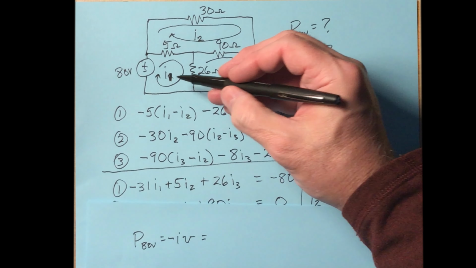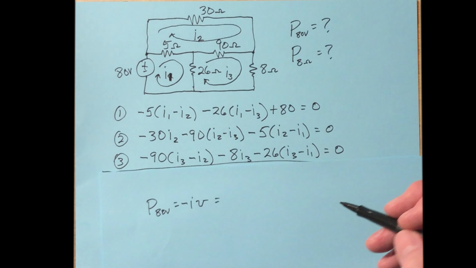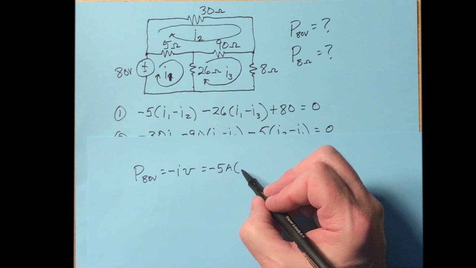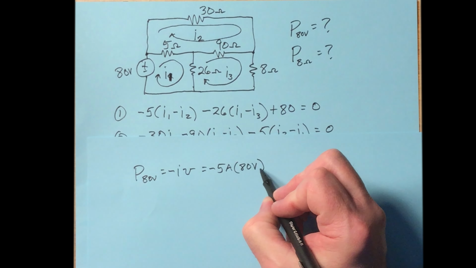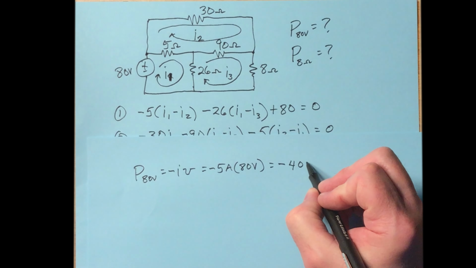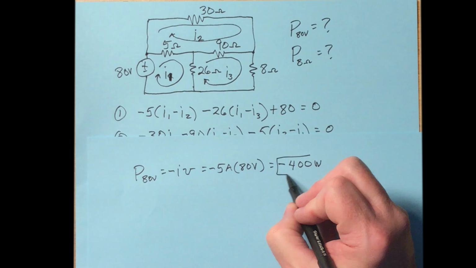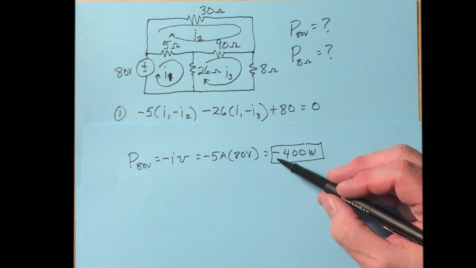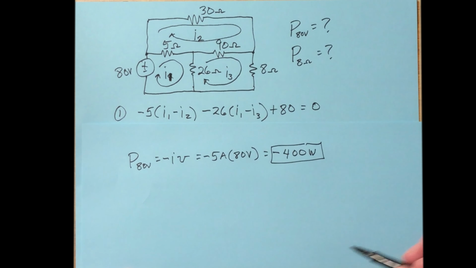Now the I is I1, so that's 5 amps. And the V is 80 volts. So that's going to be minus 400 watts. There's the power for the 80 volt source then. And you notice it's negative, which means it's delivering energy.